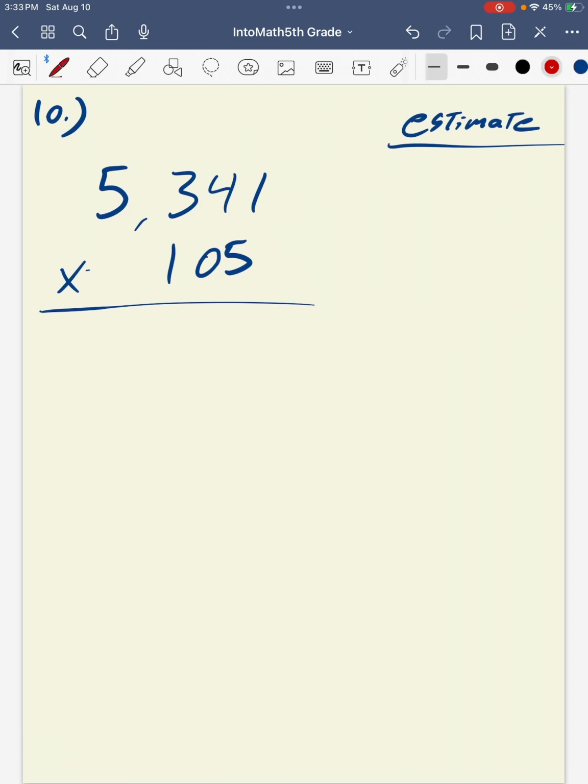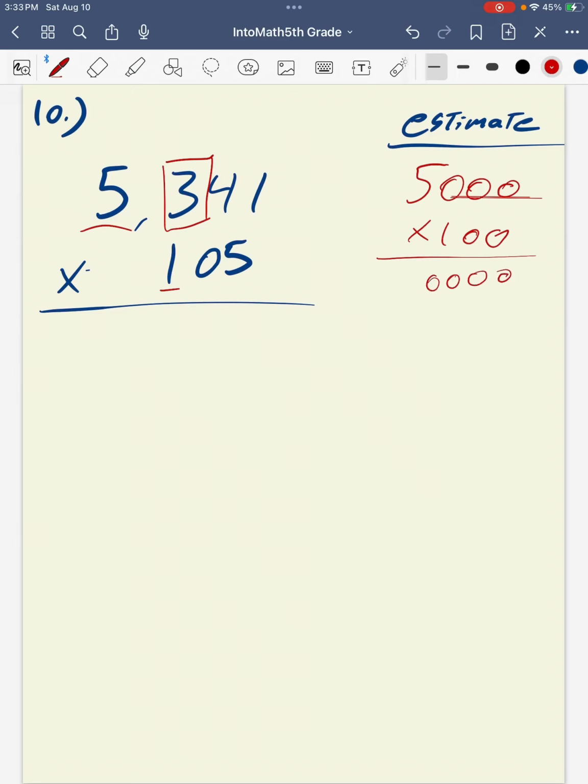Number 10, start with estimating 5,341 times 105. We're going to round to the nearest thousand. 5,341 becomes 5,000 because that 3 in the hundreds category is not greater than 5. We're going to round 105 to the nearest 100, which becomes 100. 5,000 times 100, I count up the zeros for 5 zeros. Then 1 times 5 is 5. Place my commas, and I estimate that my product will be approximately 500,000.